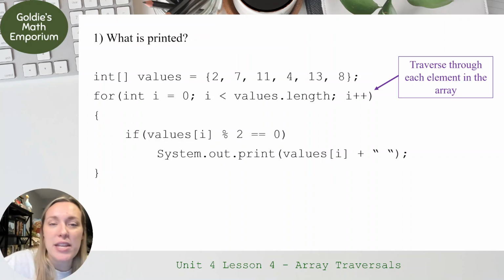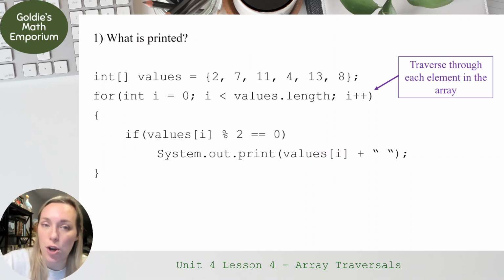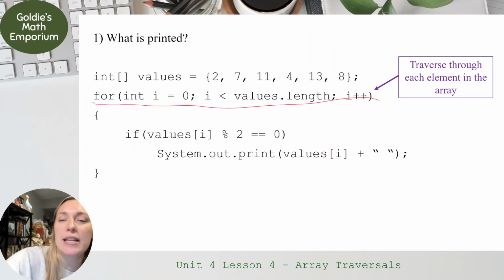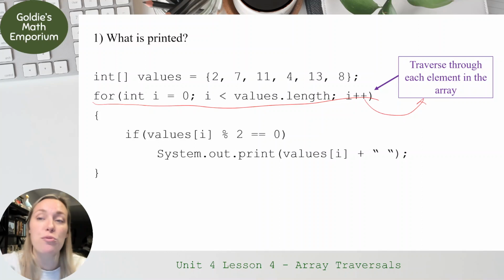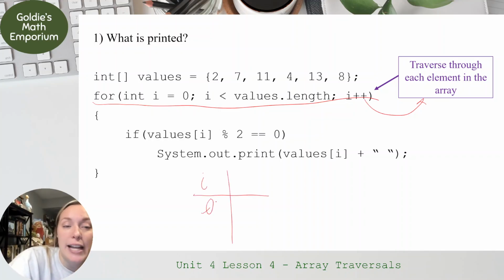Now, one of the things I like to do is to put English language to the code. So when I look at this header, what I see is this right here: traverse through each element in the array. That's all I see. So that means whatever I'm doing in the body, I'm just going to be doing to each element in the array one at a time. And that allows me to trace through this code in a much easier fashion so that I don't necessarily have to make a table and keep track of i.